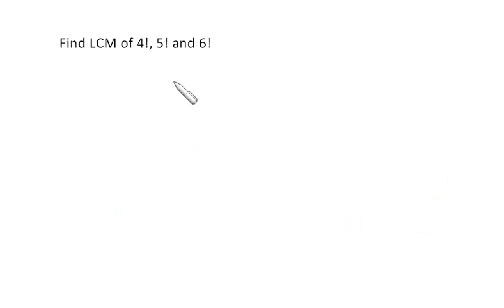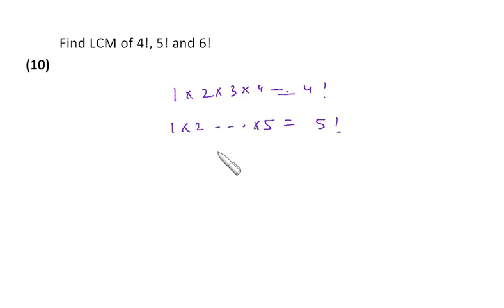Now here we have to find out the LCM of 4 factorial, 5 factorial and 6 factorial. Now what's 4 factorial? It's 1 into 2 into 3 into 4, right? 1 into 2 till 5 is 5 factorial, and 1 into 2 into 3 into 4 into 5 into 6 is 6 factorial. Now just see over here, what is the LCM of 4 factorial, 5 factorial and 6 factorial? We have to find a number that is divisible by 4 factorial, 5 factorial and 6 factorial as well, right?